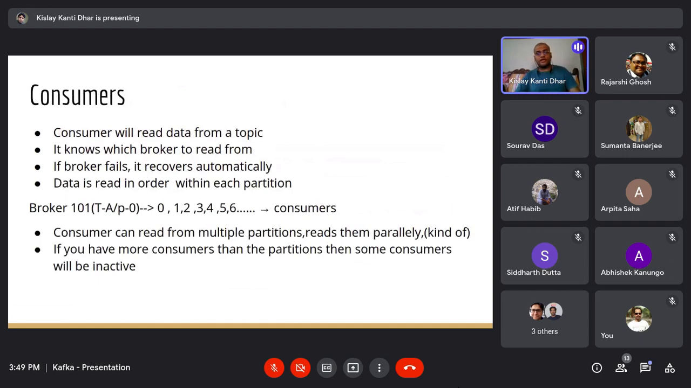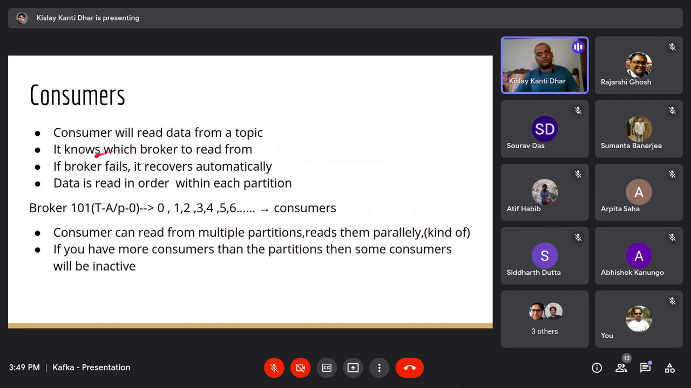consumers are for reading the data from the topic, because we not only want to put the data somewhere, right? We also have to consume it. Otherwise, it's simply kind of a database, but we have to read from there also. So it knows which broker to read from, exactly like the producer. Producer also knows which broker I have to write to. Consumer also knows which broker I have to read from.